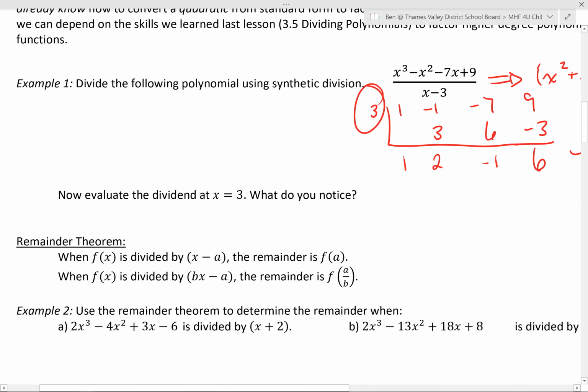And I'll give you a moment to try that. Just put it into your calculator if you need to. That is, we're working with here 3 cubed minus 3 squared minus 7 times 3 plus 9. Even further, that is 27 minus 9 minus 21 plus 9. And that equals 6. What do we notice here?